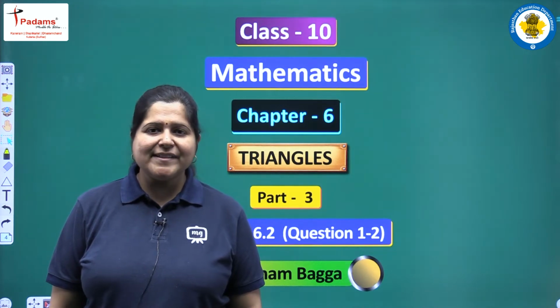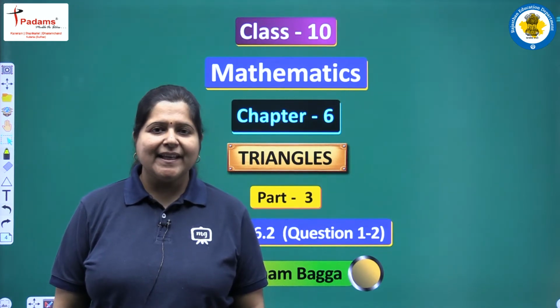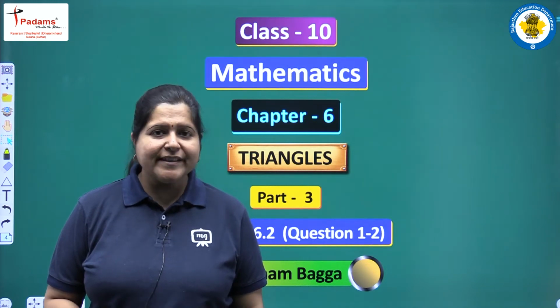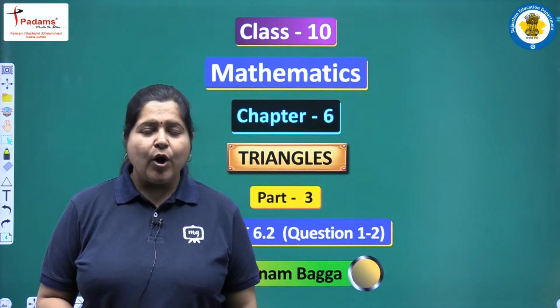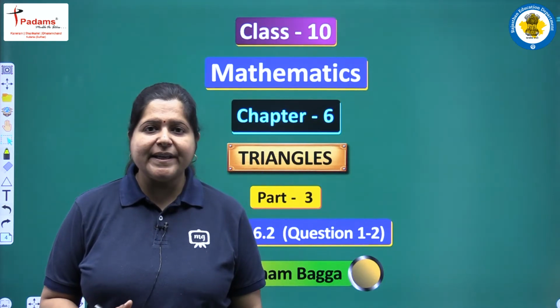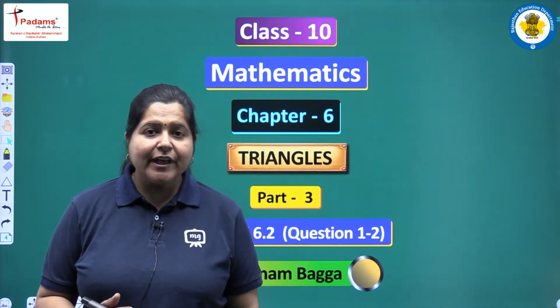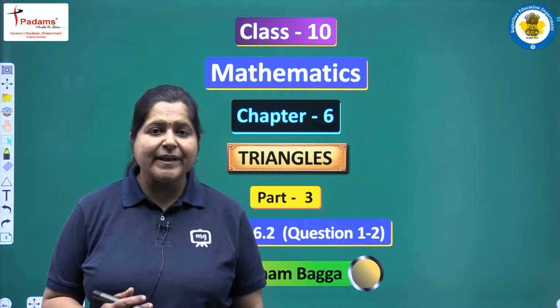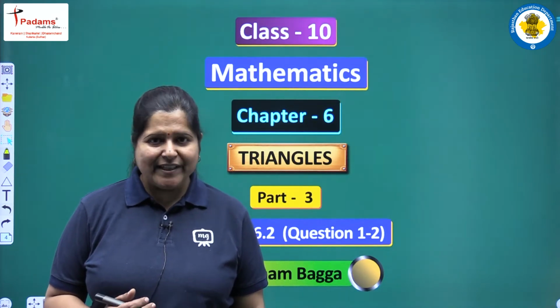We are studying chapter 6 triangles from class 10th maths. In our previous video, we discussed the basic proportionality theorem or the Thales theorem as it is also called. Also, we discussed the converse of basic proportionality theorem. Today, we will be doing the first two questions from exercise 6.2 based on these theorems.